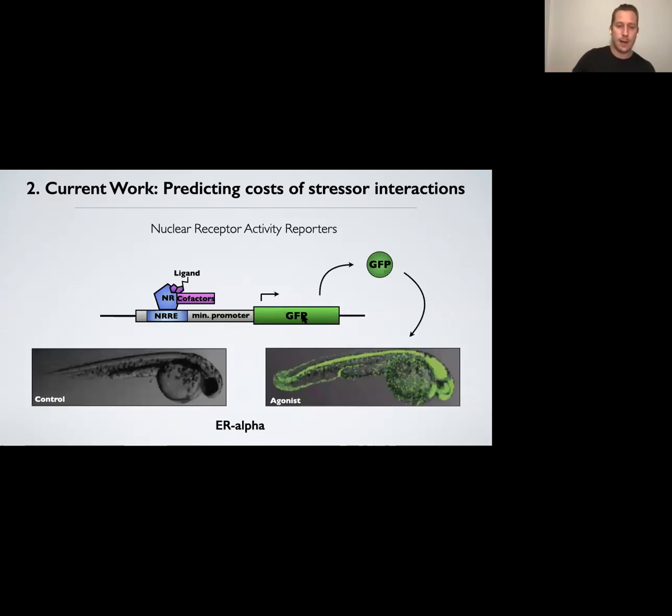So this is an estrogen receptor activity reporter fish that I've previously made. We can see in control conditions on the left here, we don't get much GFP expression at all. And when we treat with an agonist, we see an increase in GFP activity, and that reflects the intensity and anatomical distribution of estrogen receptor activity.